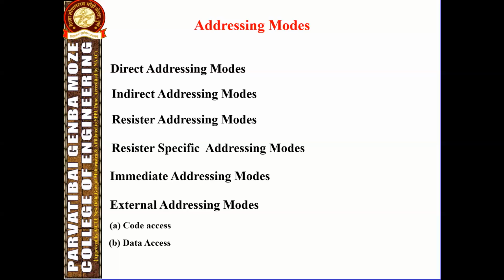In this addressing mode, the data in the RAM memory location whose address is given is accessed, known as direct addressing mode. Here the direct address of the memory is specified in this type of addressing mode. So let's see some examples of how we can address.